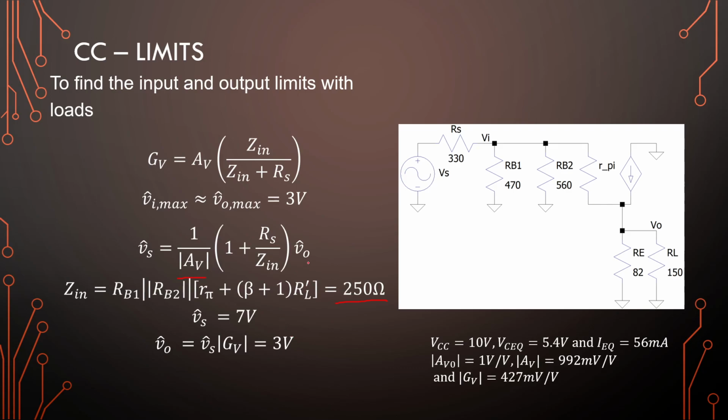and we will get a Vs of 7 volts with this larger resistor here, and then our output will be 3 volts. Our GV here is 0.427 volts per volts. Okay, so that is how we deal with our input, and GV is attenuation with our common collector amplifier. Okay, so let's go over to the simulation and give all of these values a try.